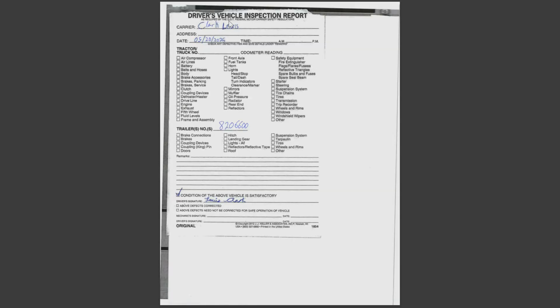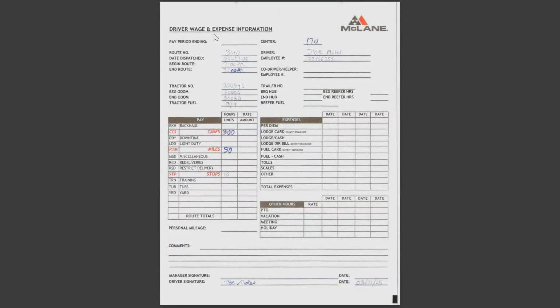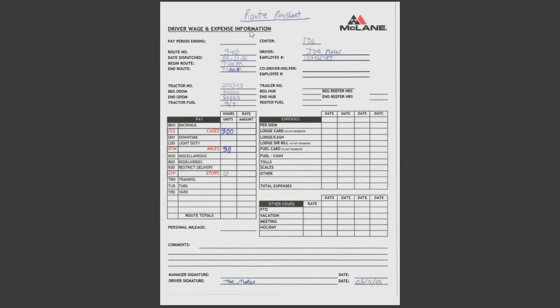And you'll also have driver's vehicle inspection reports. You'll write your name, you'll write the date, and the trailer number and or tractor number. And if the condition's good, you just sign here, and then you check it off. And these are just examples of pay sheets. This is the main example, but these are three different examples here.